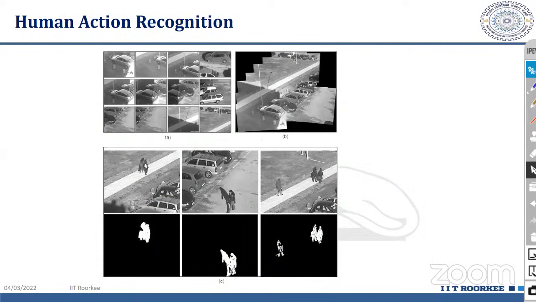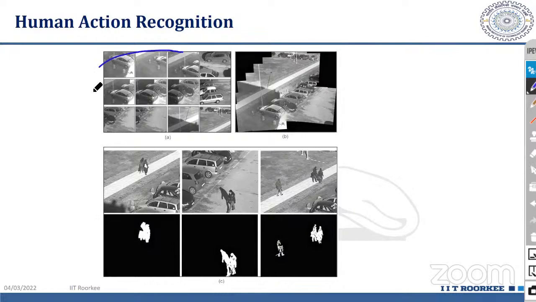Now we will take one problem, which we call human action recognition. One human, two humans, or a group of humans can do some actions. Suppose you are given 12 different camera views, let us say 12 different CCTV or PTZ camera footages.